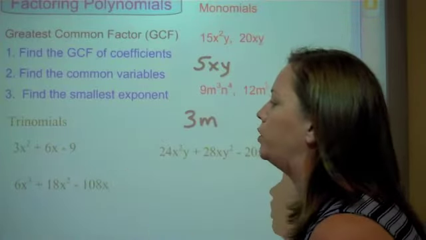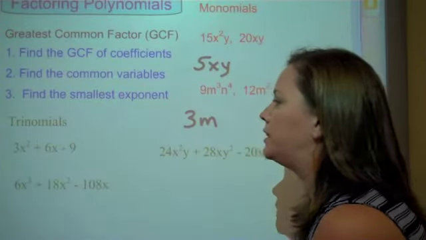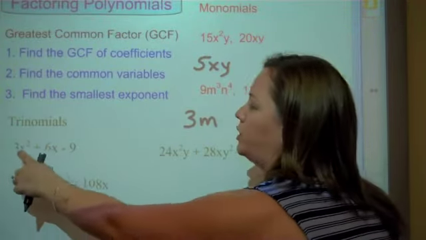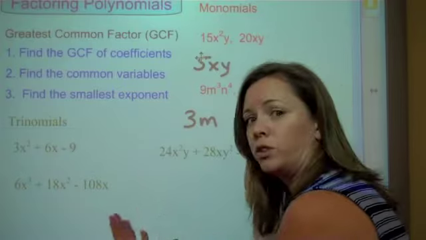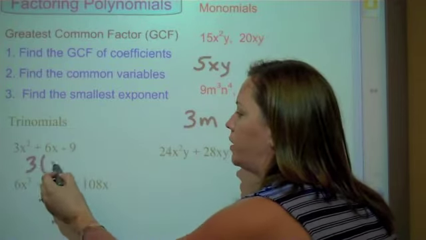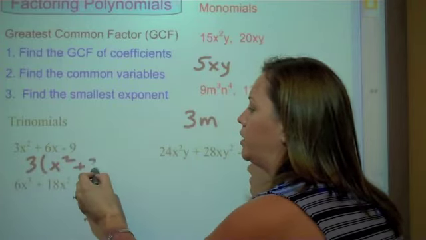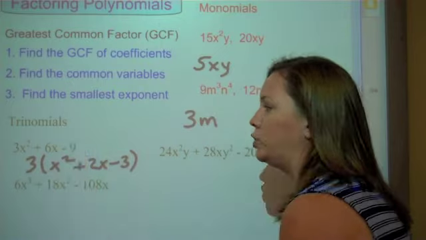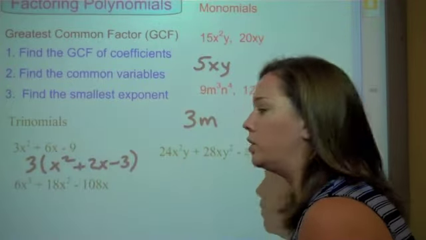Here's an example with trinomials: 3x squared plus 6x minus 9. Not every term has an x, so the greatest common factor here is going to be the greatest common factor of the coefficients, which is 3. If I factor out the 3, then I'll have x squared plus 2x minus 3. So if I multiplied this back together by distributing, I'd end up with what I started with.